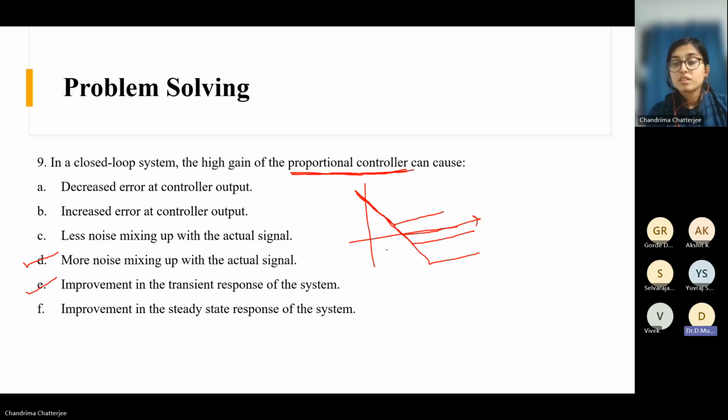Okay. So you have to select this properly so that you can get proper attenuation and your transient response is also good. Okay, so that is a trade-off.